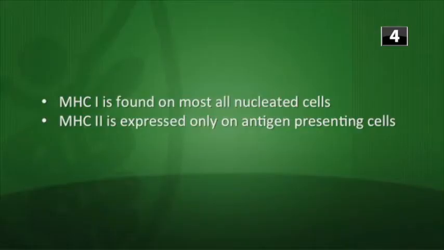So continuing in the question, the thymus also functions to positively restrict MHC at the corticomedullary junction. On which cells would you expect to find MHC1 and MHC2? So MHC1 is found on most all nucleated cells. MHC2 is expressed only on antigen-presenting cells.